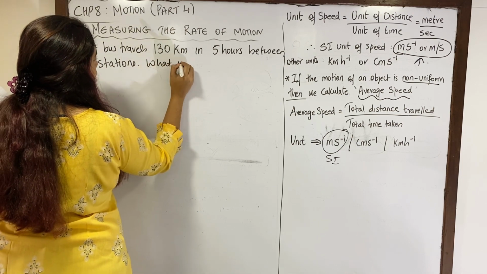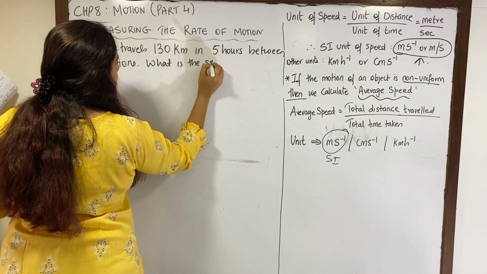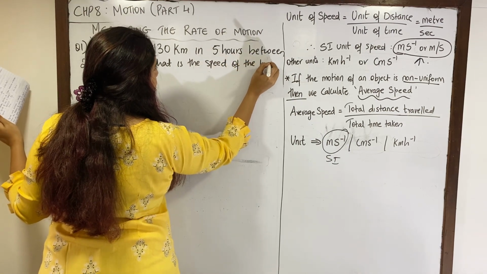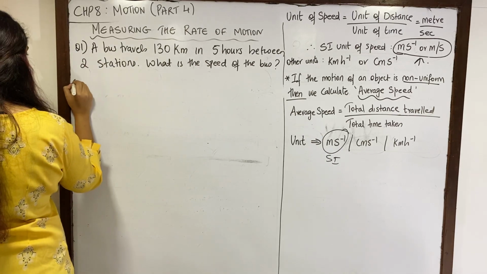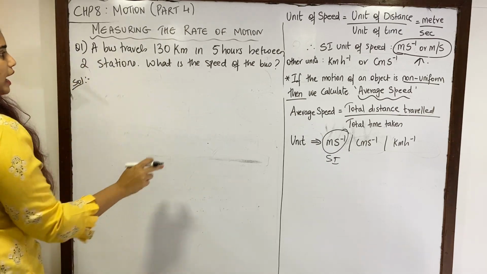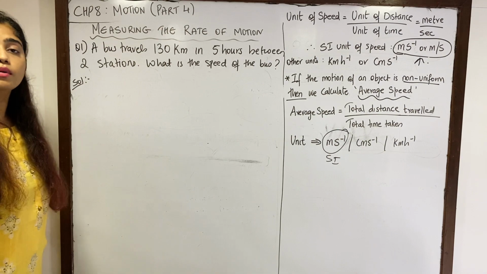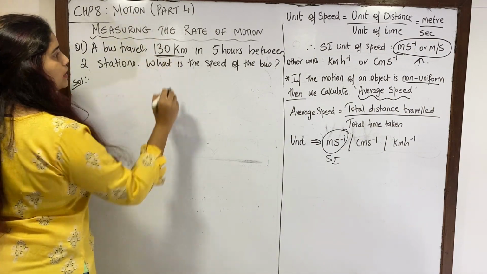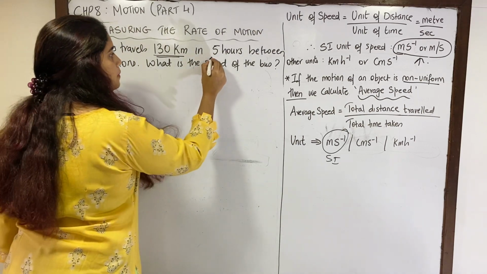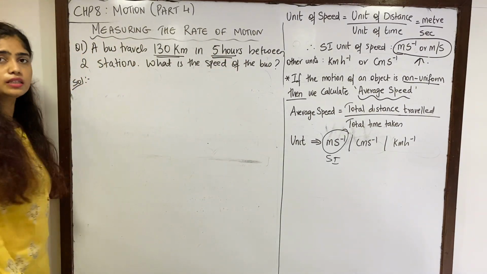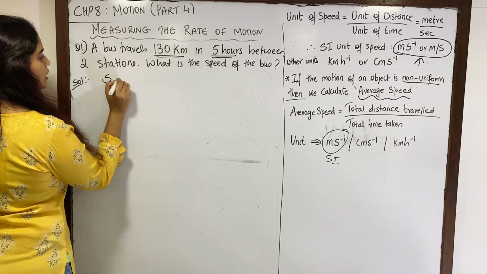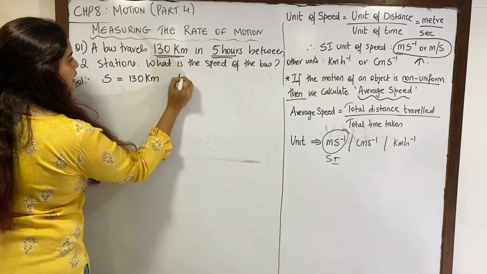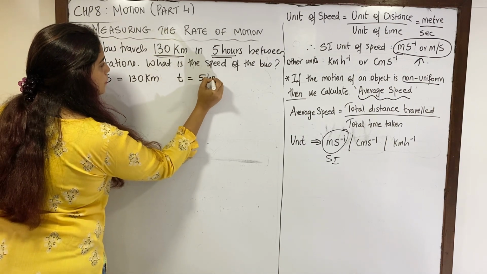What is the speed of the bus? Okay, so now the question is straightforward, asking you to calculate the speed of the bus. Now which are the quantities which are given to us? We are given the distance, that is 130 kilometers, and we are given the time that the bus has taken to cover this distance. So we are given the quantity S, that is 130 kilometers, and we are given the quantity T, that is 5 hours.